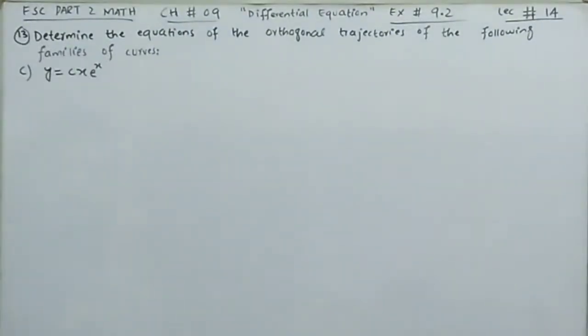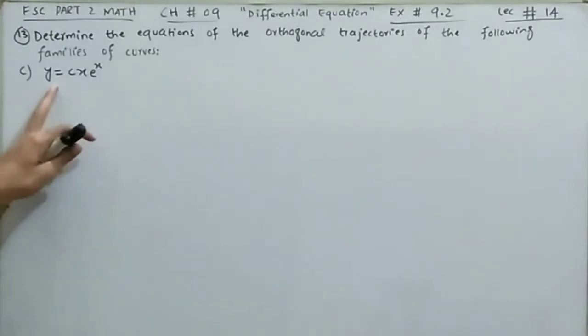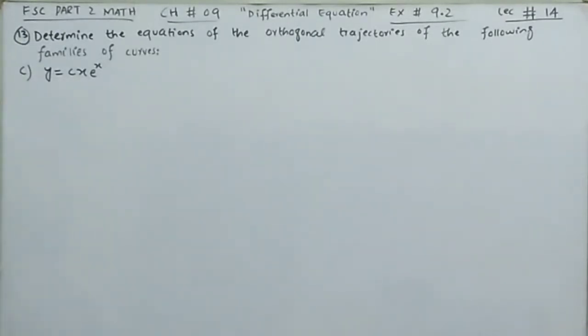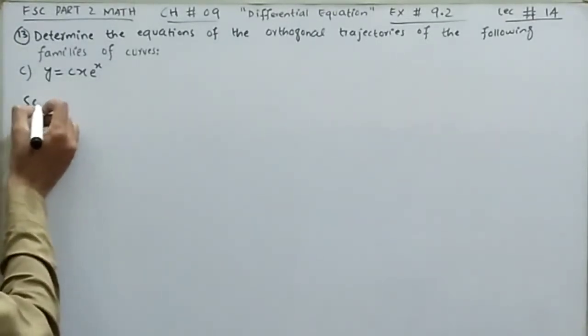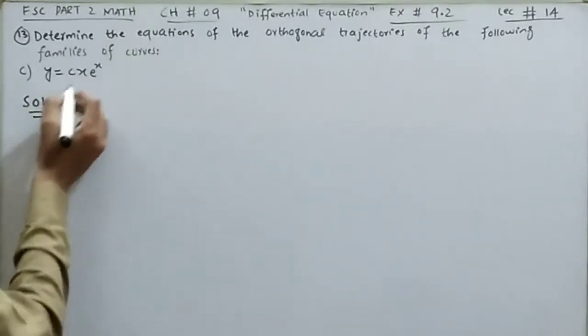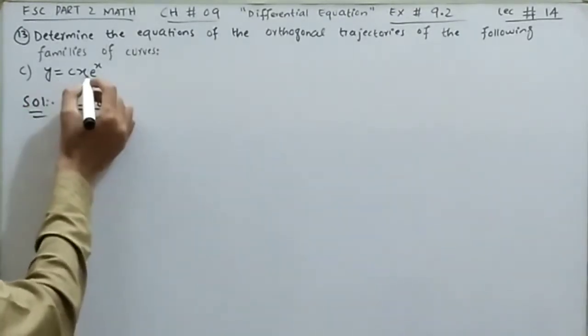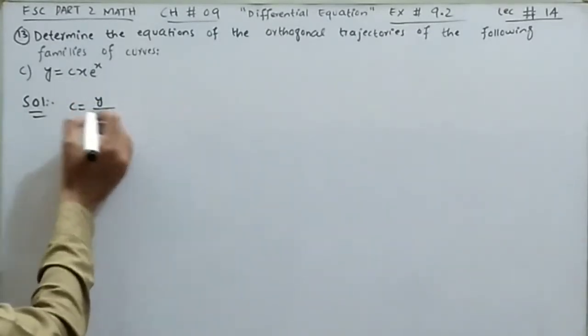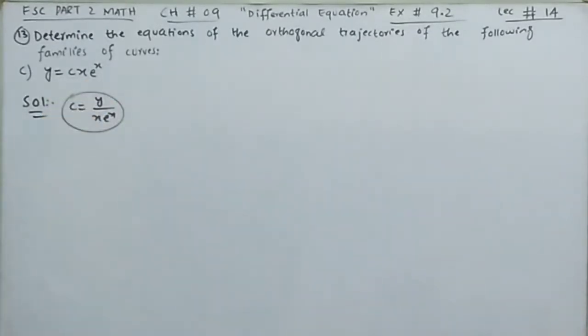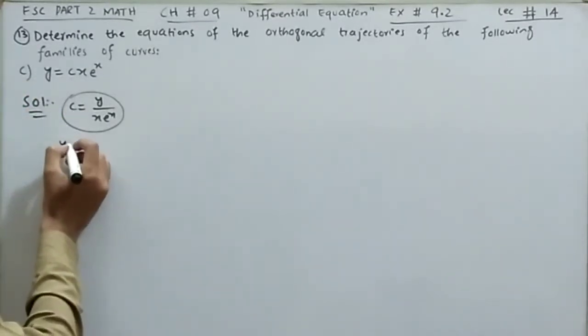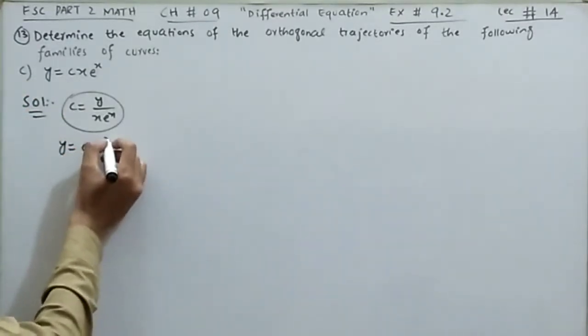Now let's understand the next part, part number c. y is equal to cx into e power x. Find the equation of the orthogonal trajectory of this curve. From here, the value of c is y divided by x into e power x. Now, taking the given curve y is equal to cx into e power x.